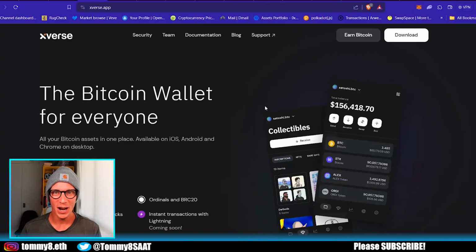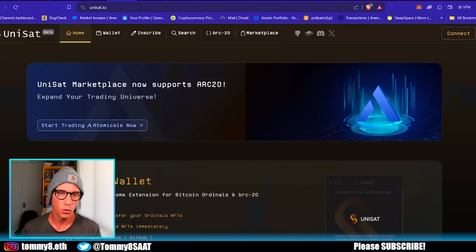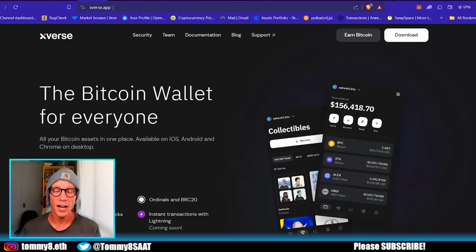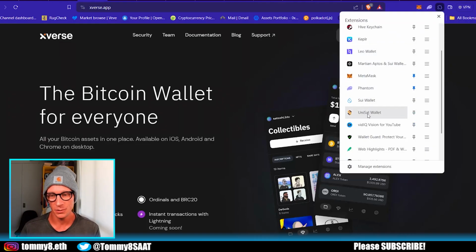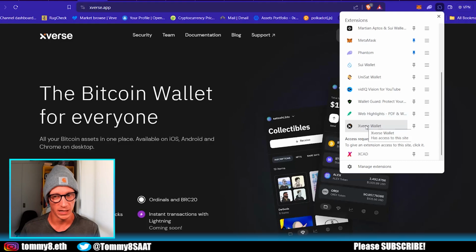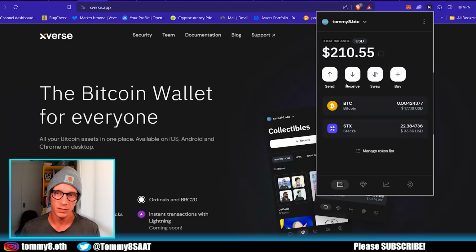So if you're brand new to the Bitcoin ecosystem, then you will need to download a wallet, and I recommend the Xverse app or the Unisat wallet. I use both of them, to be honest, and I really like the Xverse one. So it will be just down here, exactly where your MetaMask is and everything, and then you click on it and it pops up exactly the same as your MetaMask. Here's your Bitcoin, here's your stacks if you hold it.